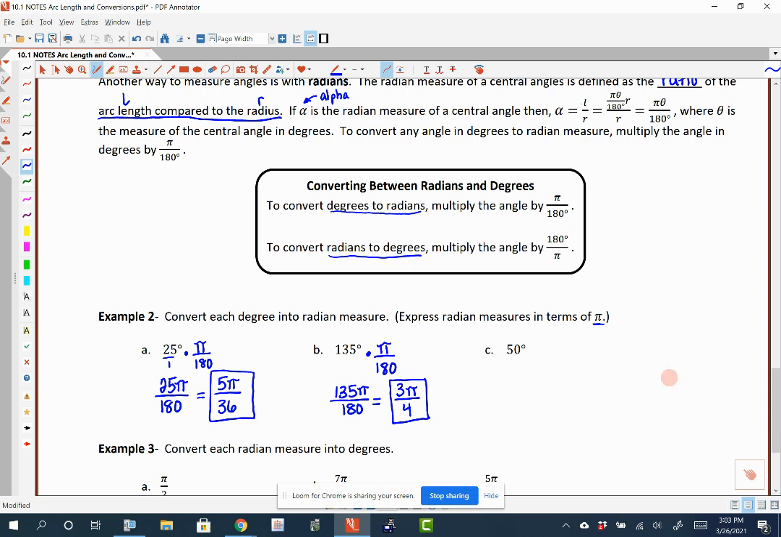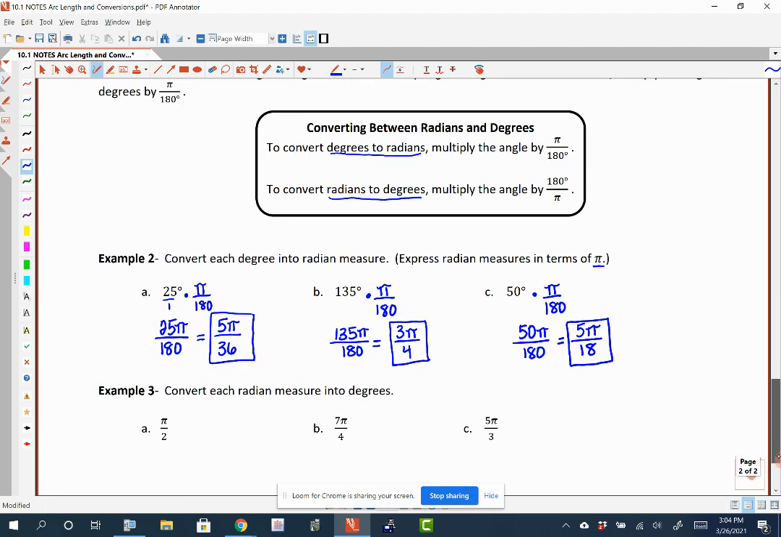Problem C, 50 degrees times pi over 180 would give me 50 pi over 180. And then I can simplify. Maybe I realize that it's divisible by 10, so 50 divided by 10 is 5, and 180 divided by 10 is 18, and 5 over 18 doesn't simplify anymore. So that's going to stay the same.